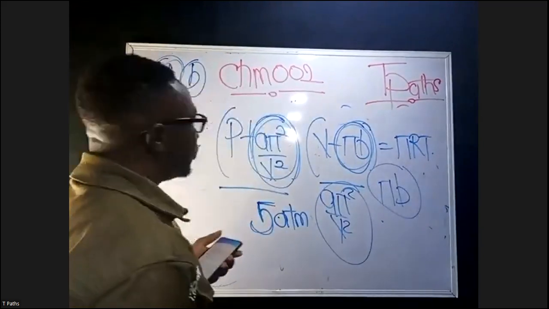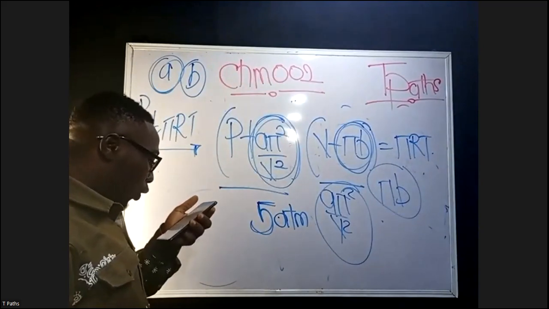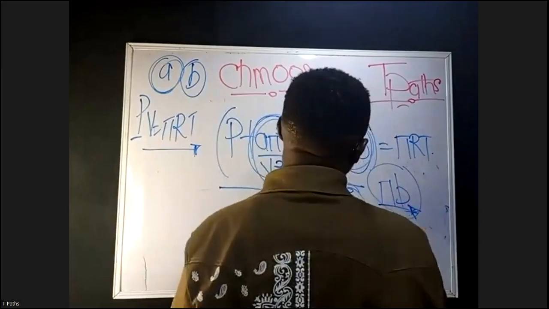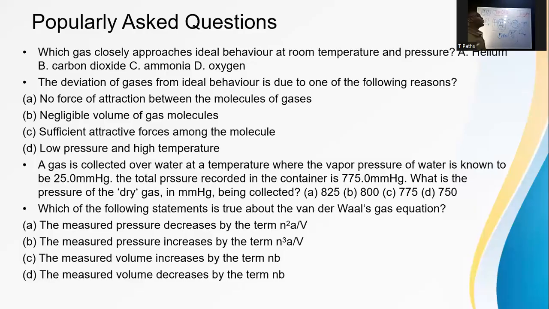Increase. So it will decrease rather. So the answer for that question is the measured volume decreases by the term nb. No matter what, if let's say you get 20 mL, you have to subtract nb from it. Even though let's say b is 0.5, n is 1, you are still subtracting it from the 20 mL. So that answers that question.